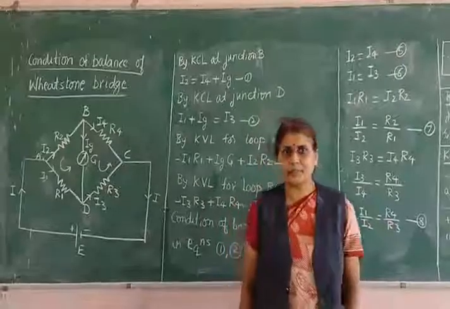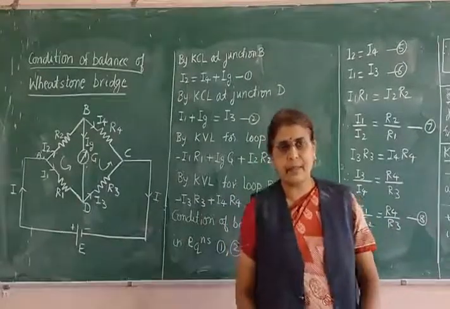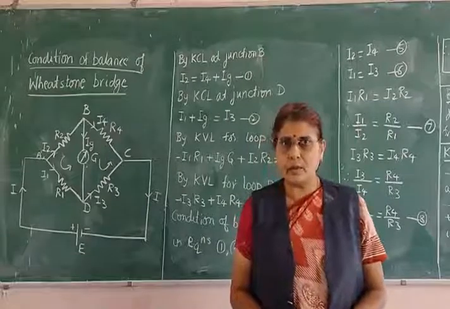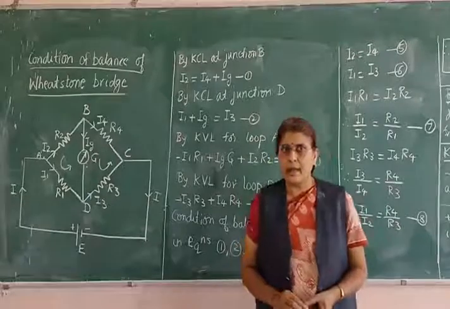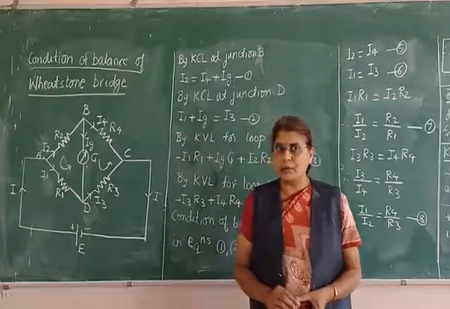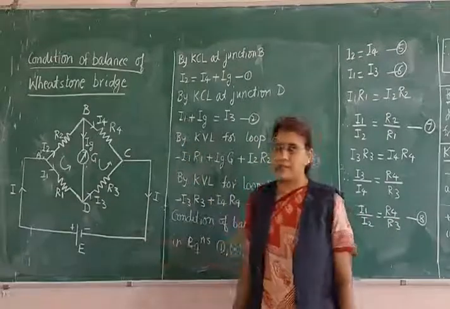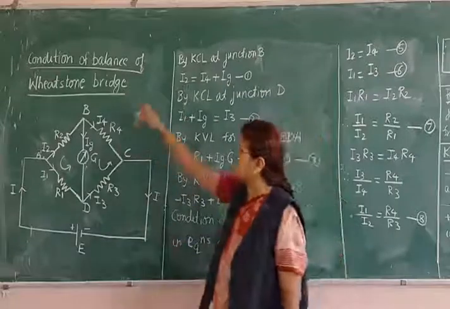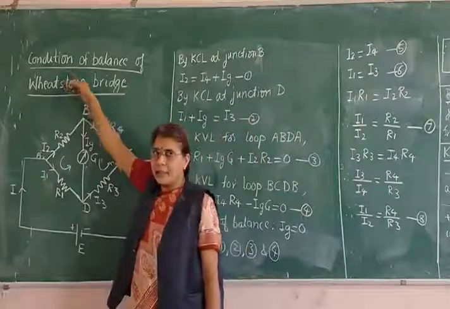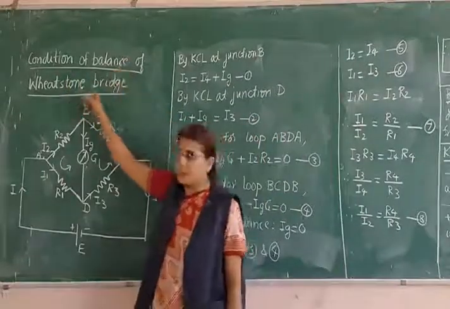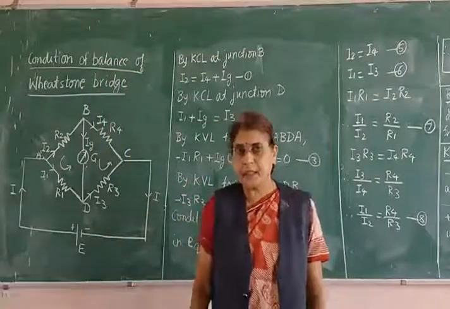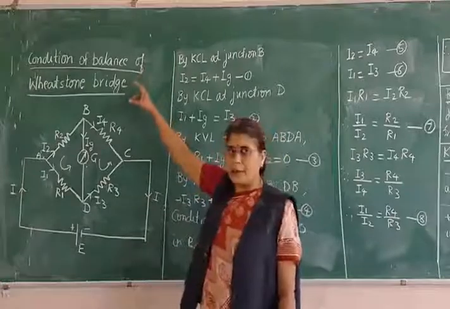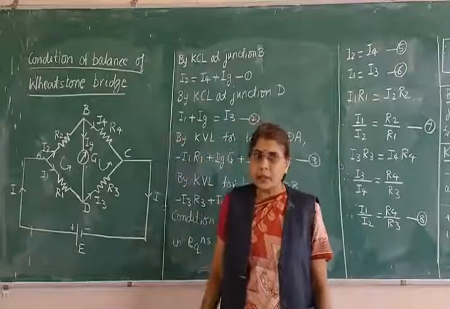Good morning, students. In the last class we had studied Kirchhoff's laws. One is the junction law, another is the voltage law. And these two laws we shall be using now in the next important derivation. This derivation is to derive the condition of balance for a Wheatstone's bridge. Sometimes it is also called a Wheatstone network. So we shall find out the condition of balance using Kirchhoff's laws.